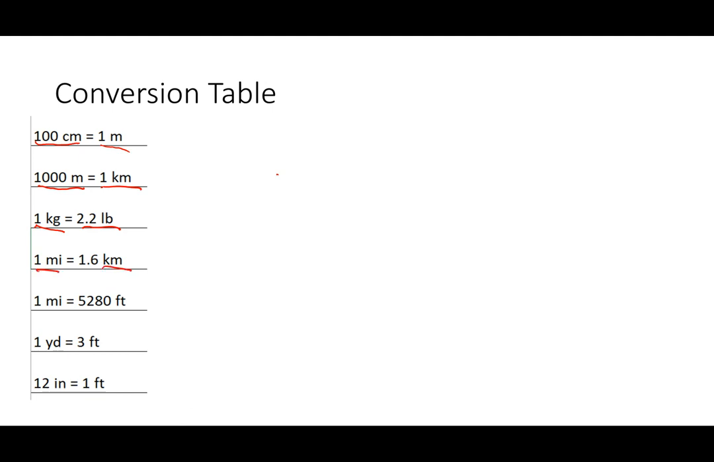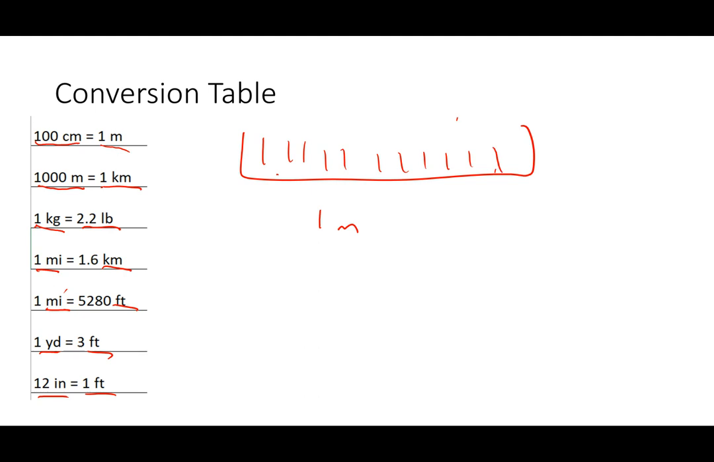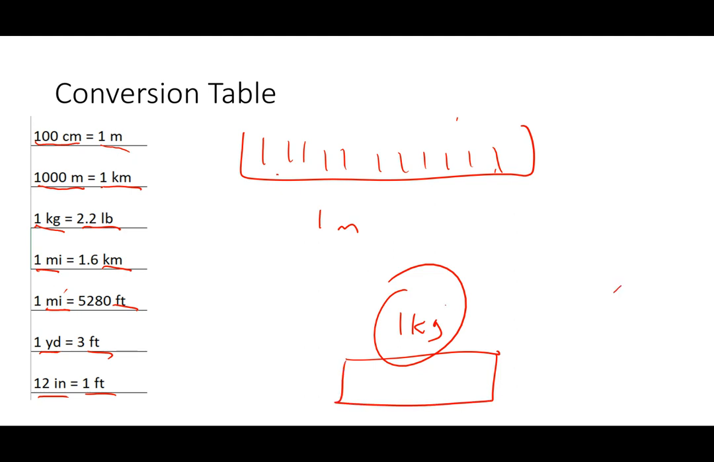This is miles and kilometer. This is miles and feet. This is yards and feet. And this is inches and feet. And these all show equalities. So if I have 1 meter, this is the same thing as 100 centimeters. If I have 1 kg, if I were to weigh this, this would be equal also to 2.2 pounds. We use these conversions, these equalities, in order to convert units.